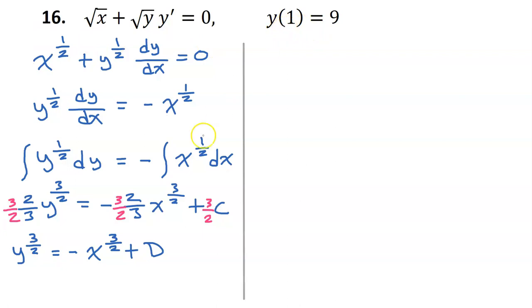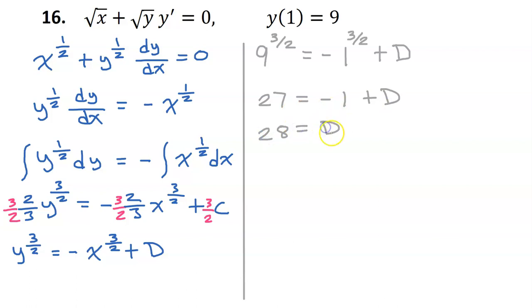Now we use the initial condition to find the value of d. This means that when x is 1, y is 9. So let's substitute 1 for x and 9 for y. When you have a fractional power, it means power over root. In other words, this is the square root of 9 raised to the 3rd power. The square root of 9 is 3, and 3 to the 3rd power is 27. So on the left side, I have 27. 1 to the 3/2 power is still 1, so this is just -1. Adding 1 to both sides, we get 28 is equal to d.